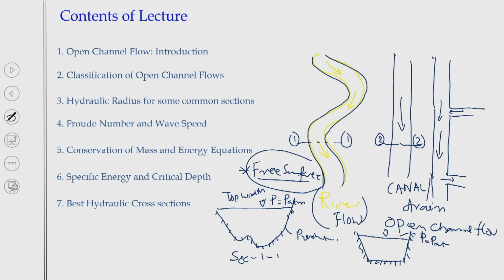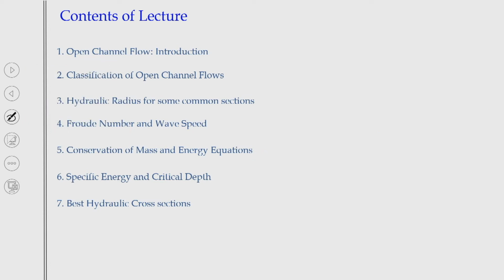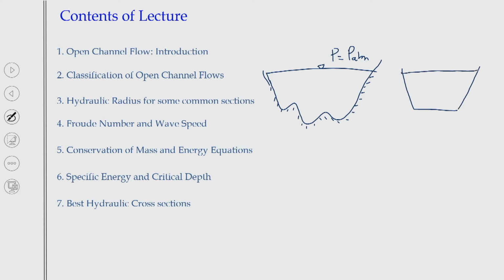So, let me resketch the concept. If I have a natural river and I have the free surface, I can put it like this. This is the perimeter of the channel, and this is the free surface where the pressure is equal to P atmospheric. And here I have a man-made canal, maybe carrying water, maybe storm water, maybe sewage, whatever it is, but it has a free surface.